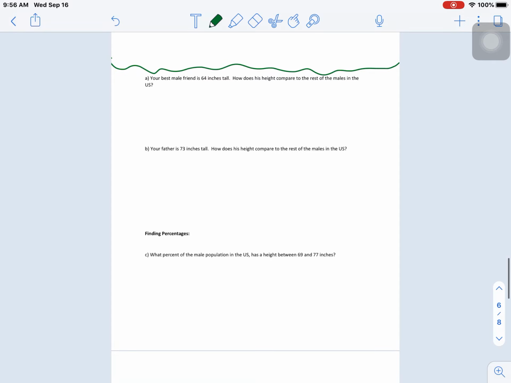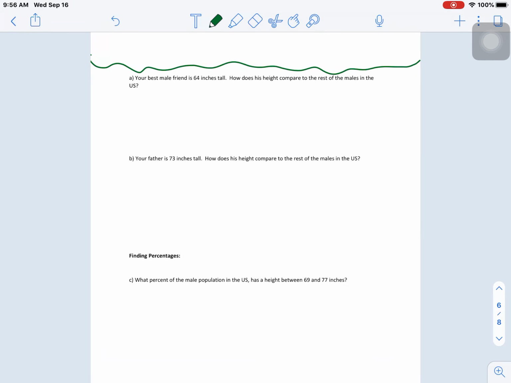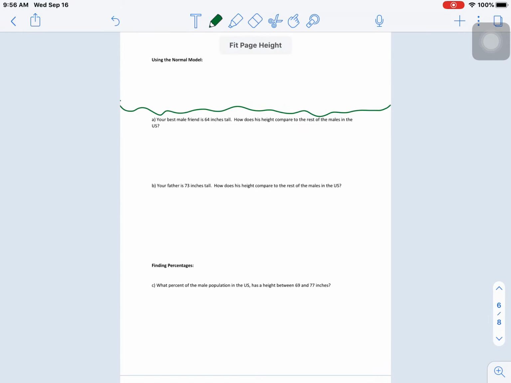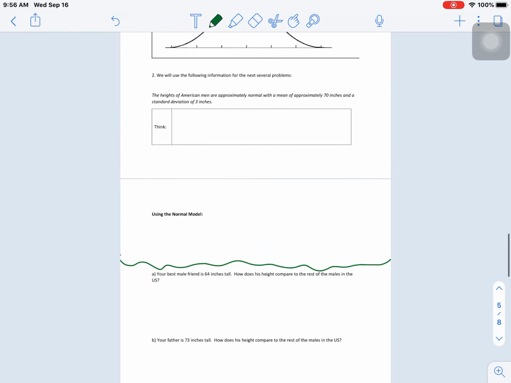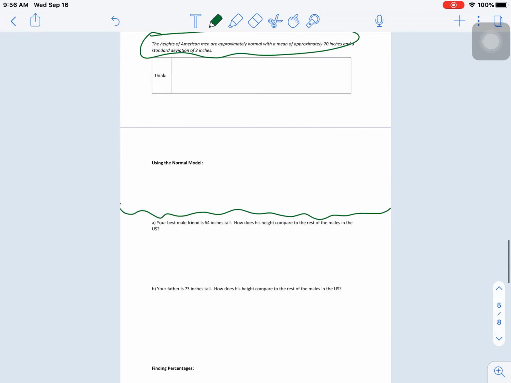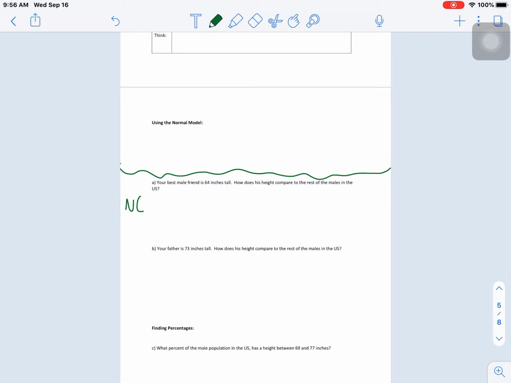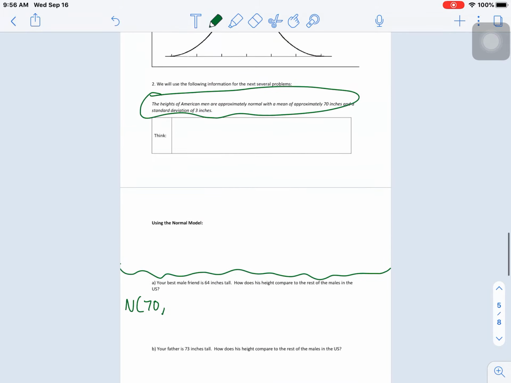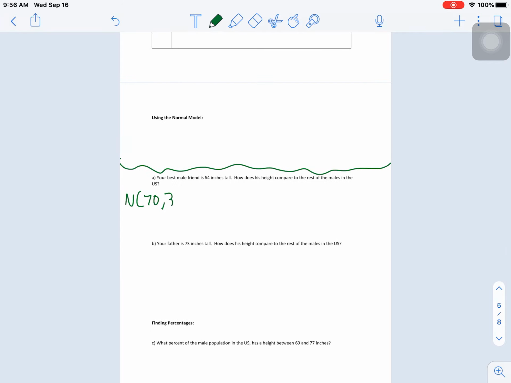So we're just going to do A, B, and C here. So your best friend is 64 inches tall. How does his height compare to the rest of the males in the U.S.? What this references is the normal model that was given to us up here. And that normal model is that the average height in the U.S. is 70 and that there is a standard deviation of 3 inches.